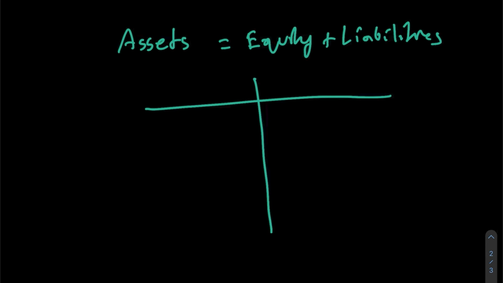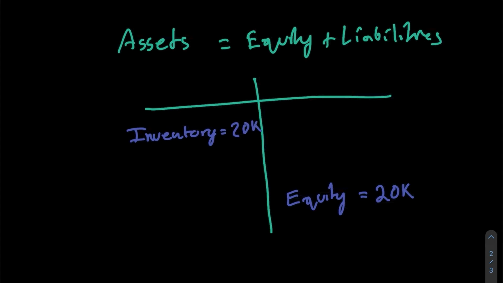Now let's go through some examples to really bring it home. Let's say I'm the owner of a t-shirt company and I put in an initial investment of $20,000 to buy $20,000 of t-shirt inventory. Now, as you can see here on the asset side, we have an inventory of $20,000 worth of t-shirts, and on the equity side, we have $20,000 owed to me as the owner because I'm the one who put in that cash, and overall, you have a balance of $20,000 on the left side and $20,000 on the right side.